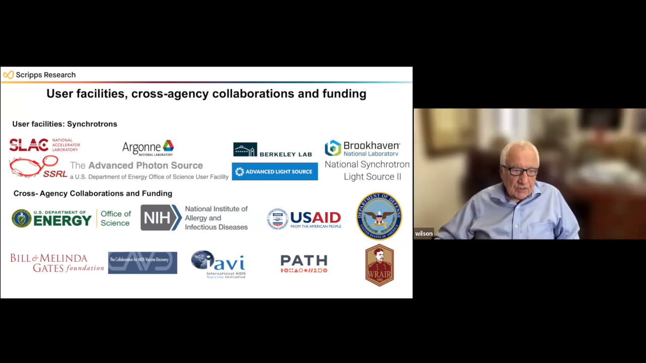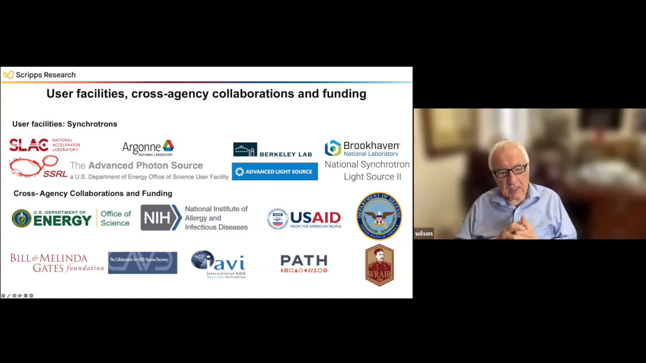This requires a lot of different agencies. We heard about the Department of Energy funding these national facilities. NIH also have beamlines at APS, and they also are providing the support for our research. And so without that, we couldn't obviously do the work. We're also supported by USAID. We have collaborations with people that are supported by the Department of Defense. And then for non-government, the Bill and Melinda Gates Foundation has been very important, and for the vaccine design, IAVI, and for malaria, PATH.